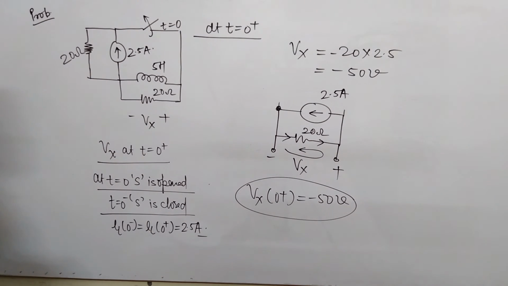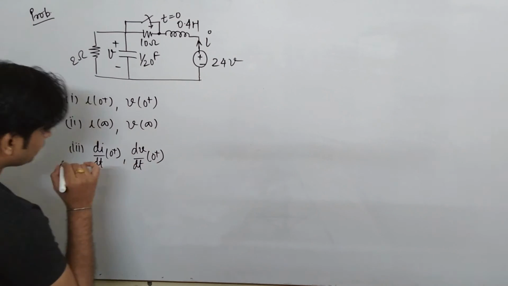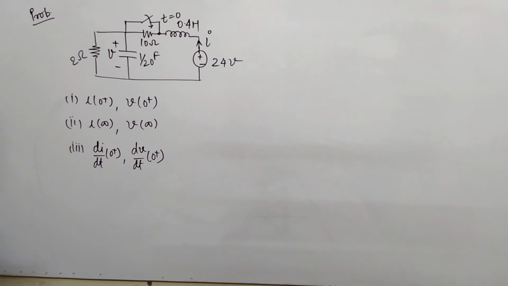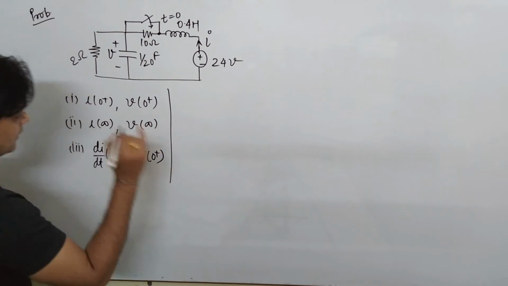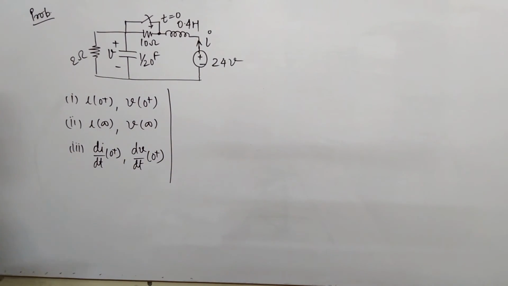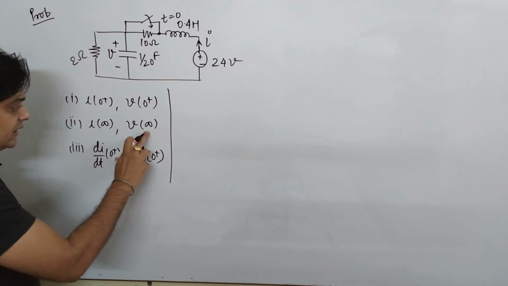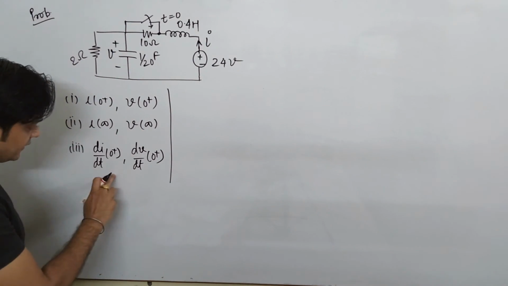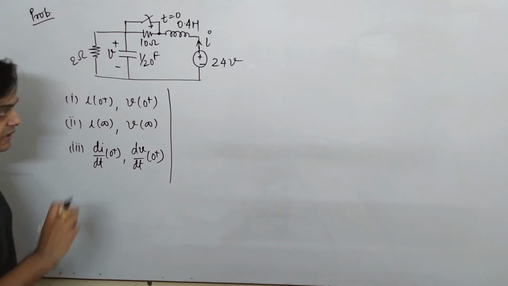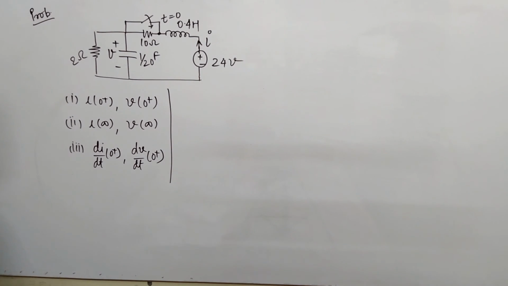This question was also asked in engineering services. Now friend, this is your next category of problems in which you have to find the value of I and V at t equal to 0 plus, at t equal to infinity, and then find di by dt and dv by dt. This is the next category of problem in which inductors and capacitors are connected and the switch condition is already mentioned above.